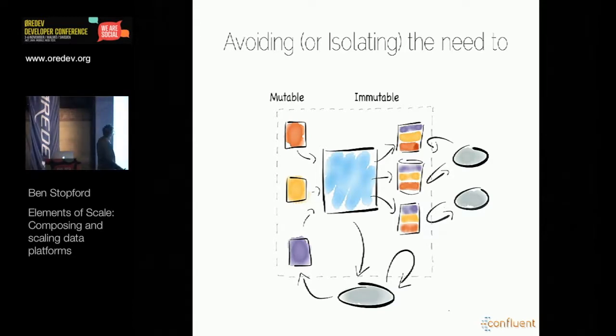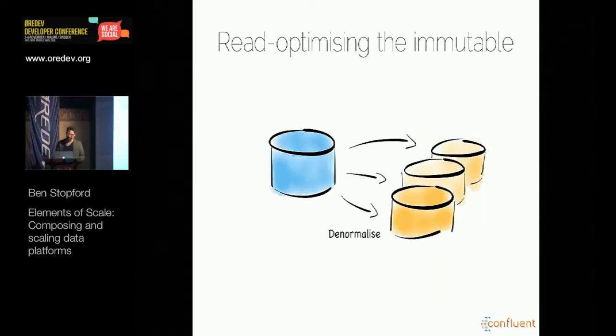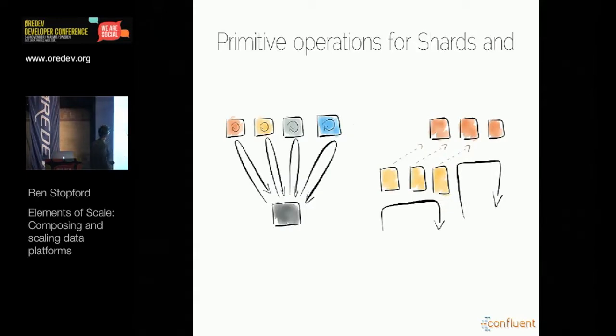And we like the idea of avoiding or isolating the mutable from the immutable. So we want to take this really difficult problem of circling around state, confine that to the smallest bounds we can, and leverage the immutable world and the replication that comes with it. And that in turn allows us to read optimize, both from a storage engine perspective or through sharding or replication. And then we like the idea of having primitives for both sharding and replication so that we can achieve this.